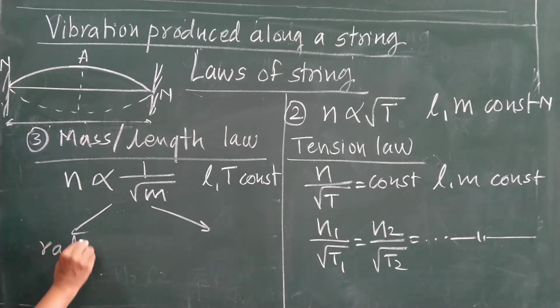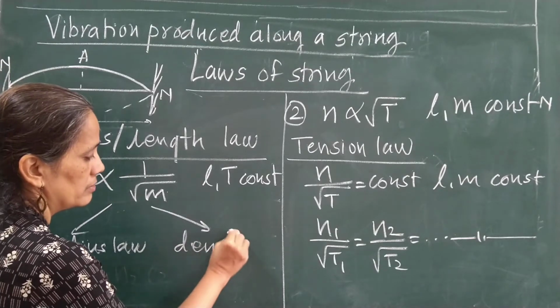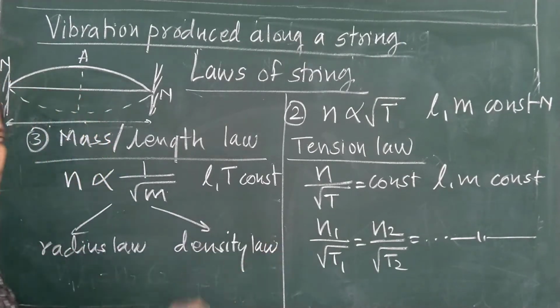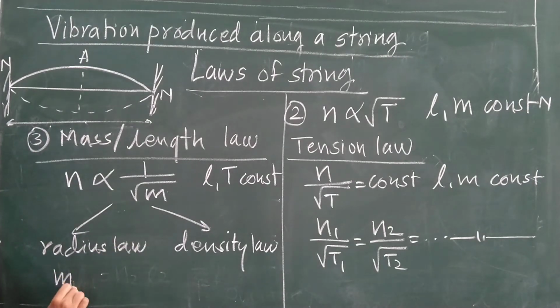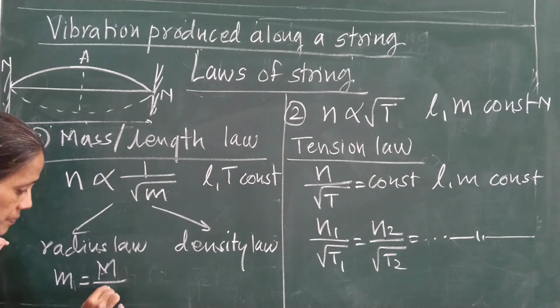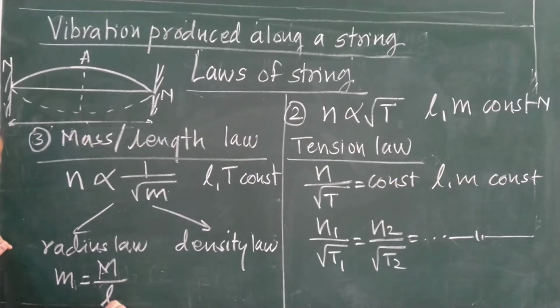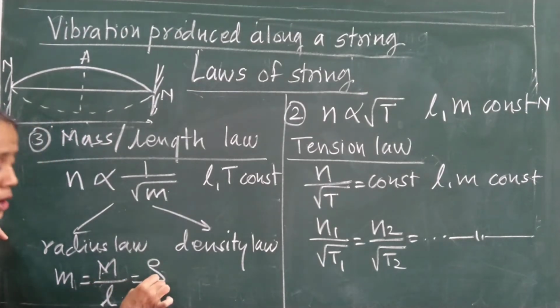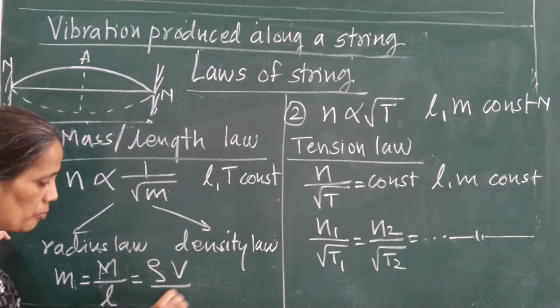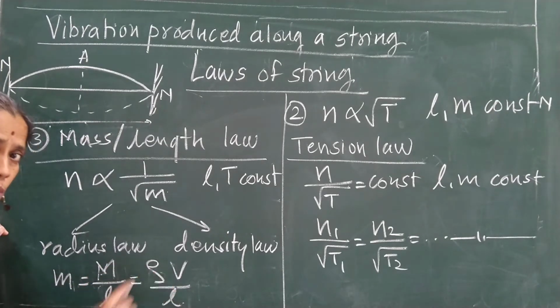One is called the radius law and another is called the density law. Now how? See here. Small m is the mass per unit length. Capital M is the mass of the string. Capital L, or I can say small l, is nothing but the length of the string. Instead of the mass of the string, I can substitute rho into V upon L from the density formula. Density is equal to mass upon volume, so mass is equal to density into volume.